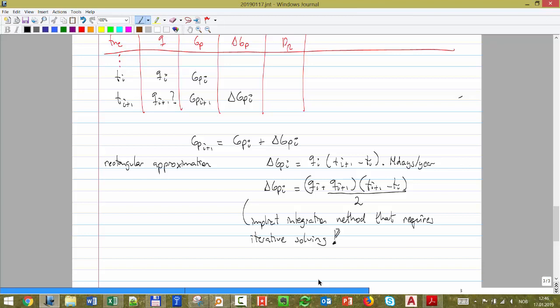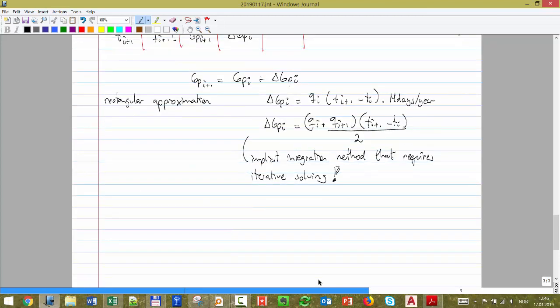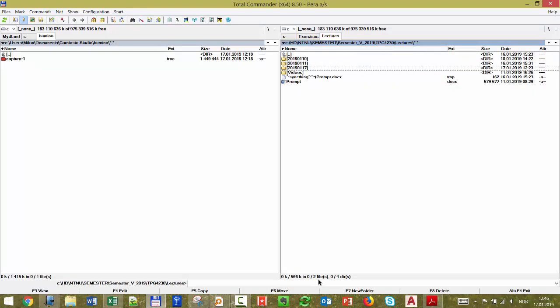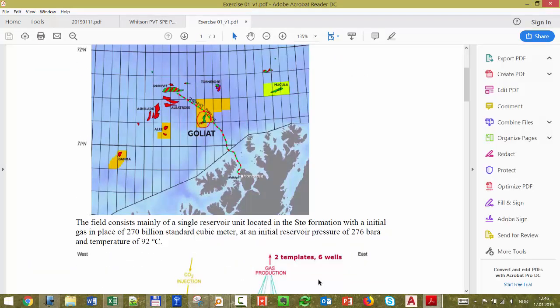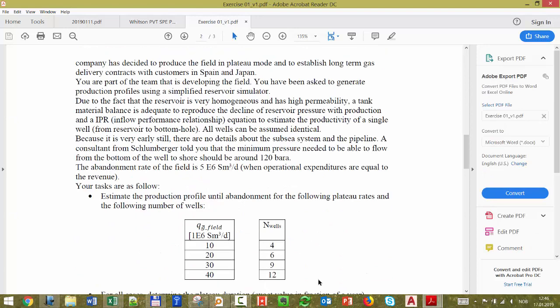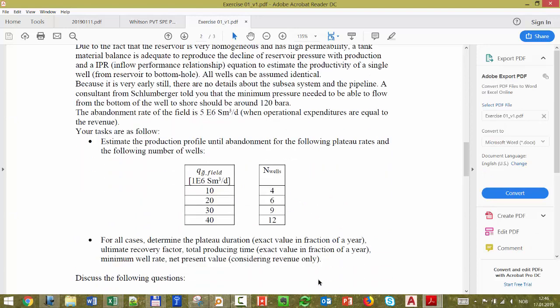Okay, there was one more comment, or I think I have two more. So I have already published the exercise, and I hope it's a lot of fun for you. But you have to make a few, and that's typically something we do. We try with different plateau rates and different numbers of wells. So you have to do a few things here.